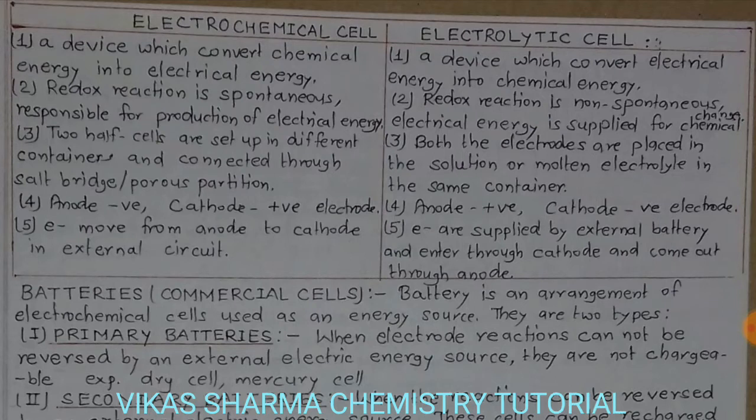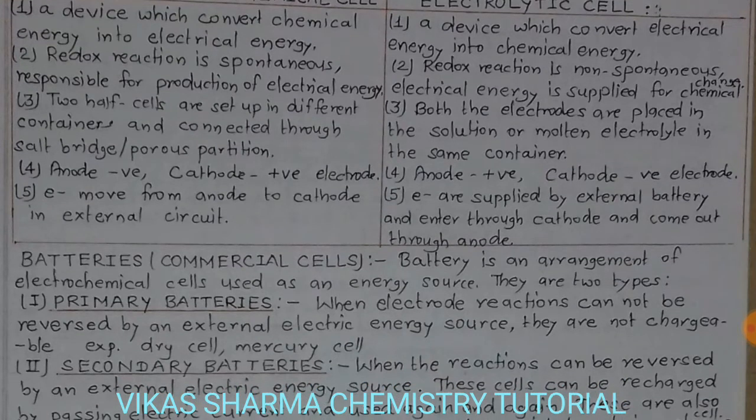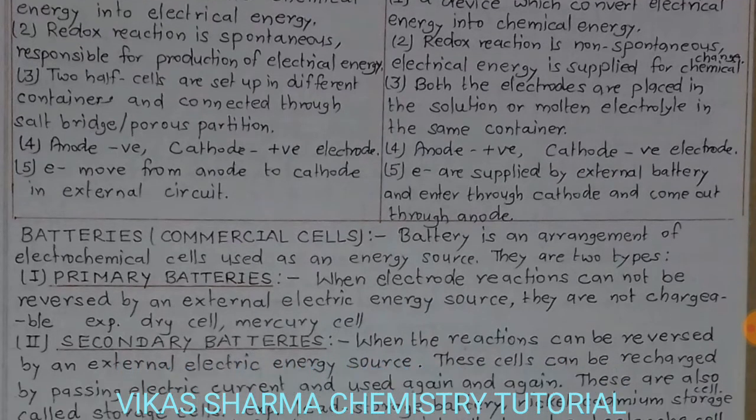In the electrochemical cell, point 3, two half cells are set up in different containers and connected through a salt bridge or porous partition. In the electrolytic cell, point number 3, both the electrodes are placed in the solution or molten electrolyte in the same container, so there is no separation. Student, point number 4, the anode in the electrochemical cell is negative and the cathode is positive, but in an electrolytic cell the anode is positive and the cathode is negative.